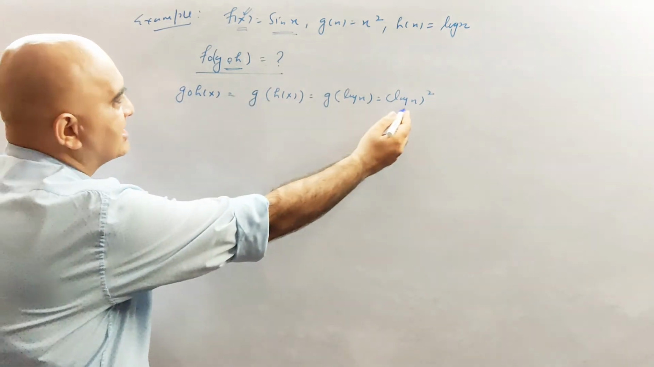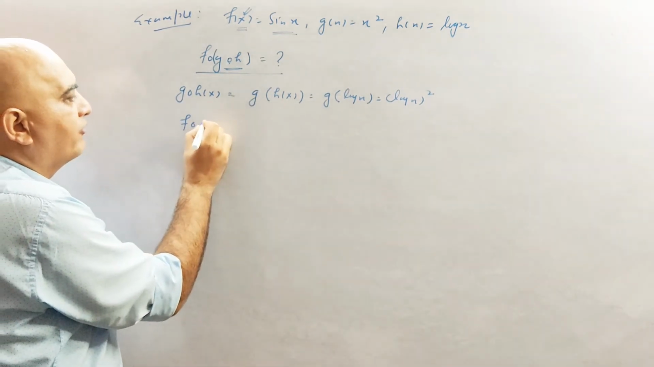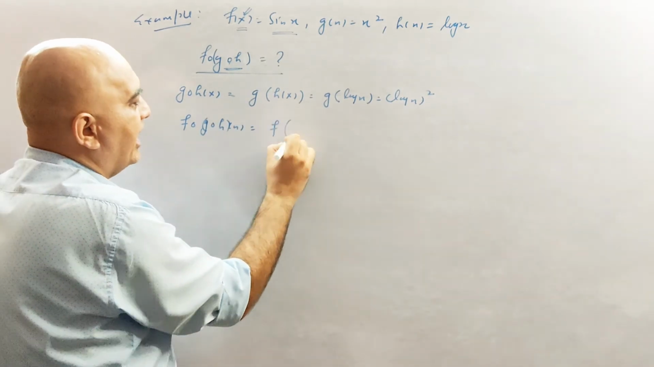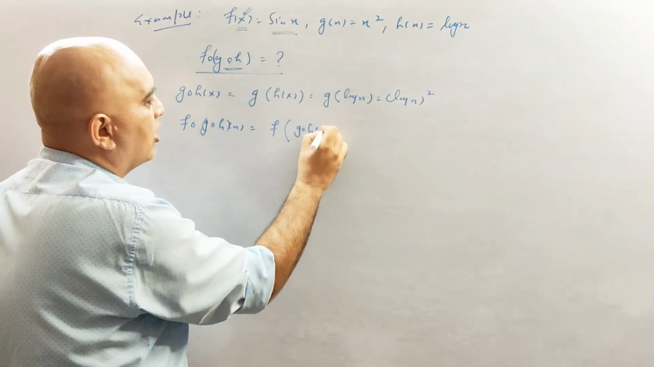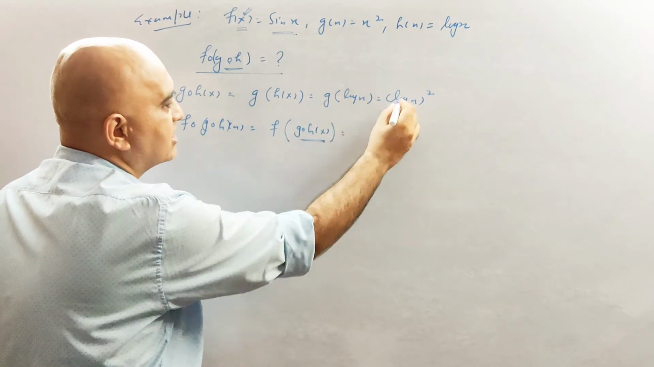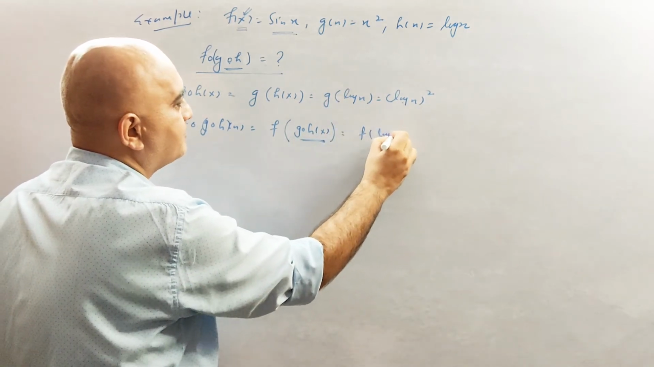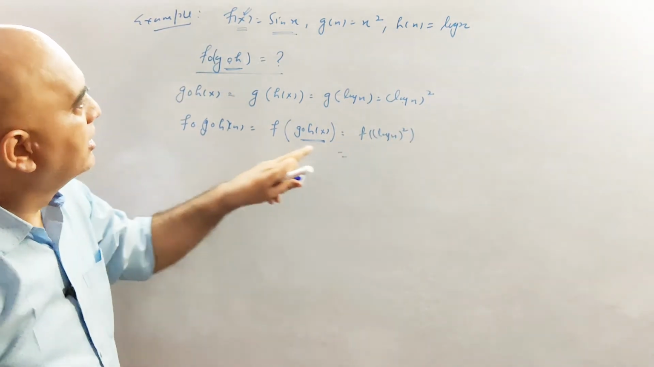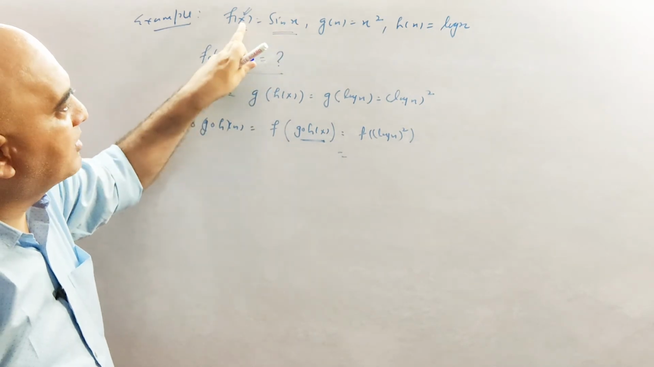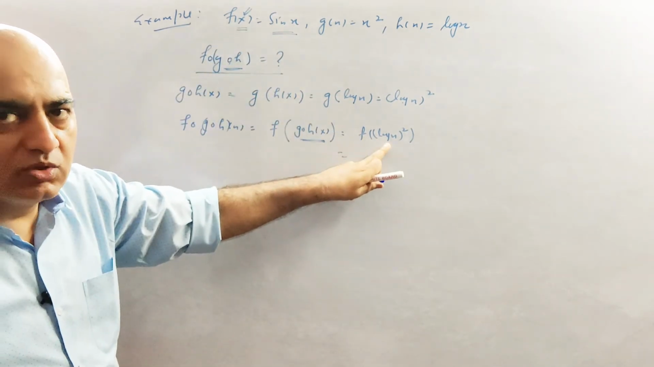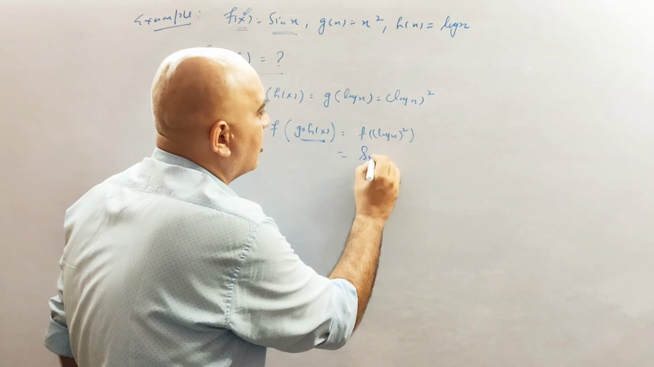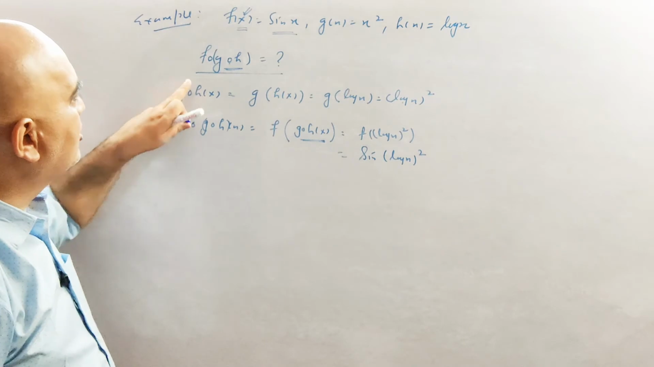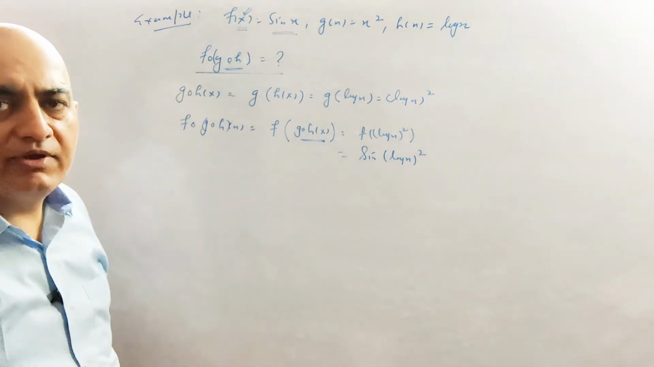So g of h of x is this, and now f of g of h of x has the value log of x whole square. So we can find f of log of x whole square. If f of x is equal to sine x, we can replace x with log of x whole square. That becomes sine of log of x whole square. This is the value of f of g of h.